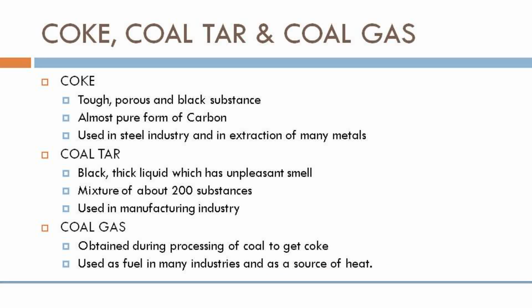Coke is a tough, porous and black substance which is almost a pure form of carbon. Coke is used in the steel industry and in extraction of many metals. Coal tar is a black, thick liquid which has an unpleasant smell and is a mixture of about 200 substances. Coal tar is used in the manufacturing industry. Coal gas is obtained during processing of coal to get coke and is used as fuel in many industries and as a source of heat.